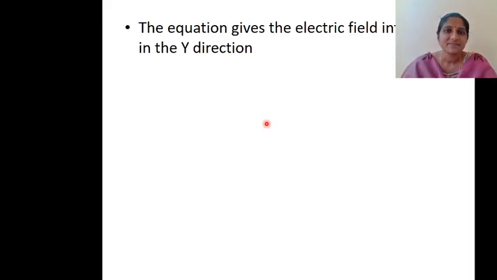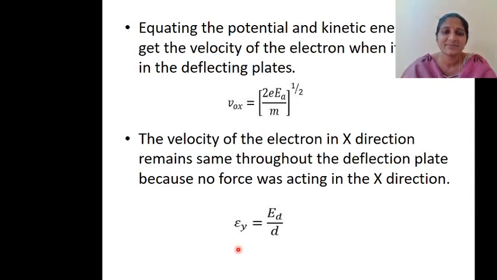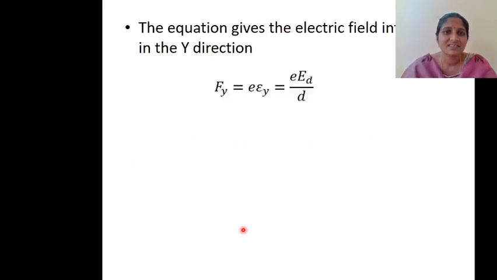Next, the electric field intensity in the y direction. Electric field intensity Ey is equal to Ed, the deflection plate voltage, divided by d, the distance between the deflection plates. Field intensity is voltage divided by distance, so Ey is equal to Ed by d. Now F is the force. Force is equal to charge into intensity, that is e into Ed by d.